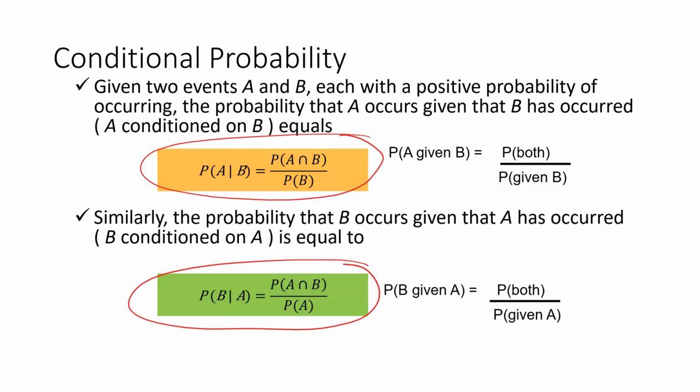And one way I like to remember it is just whatever we're given goes in the bottom, right? So whatever we're given goes into the bottom, and it's the probability of both over the probability of what's given.